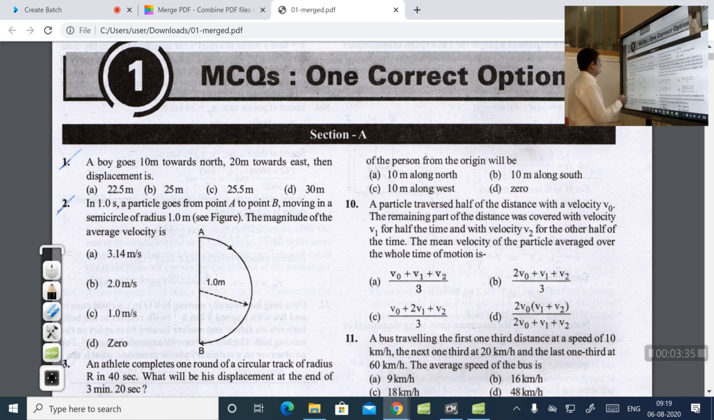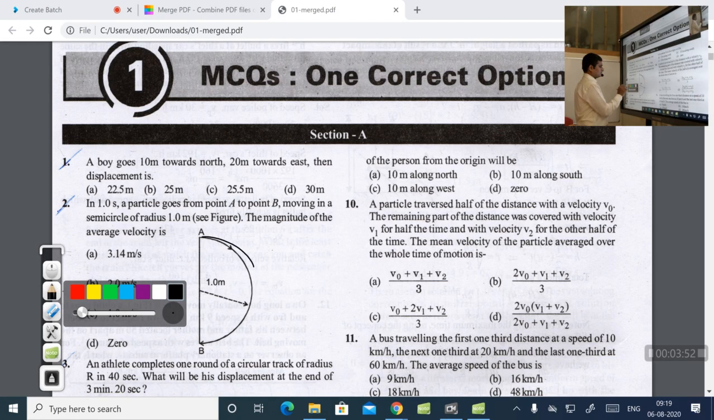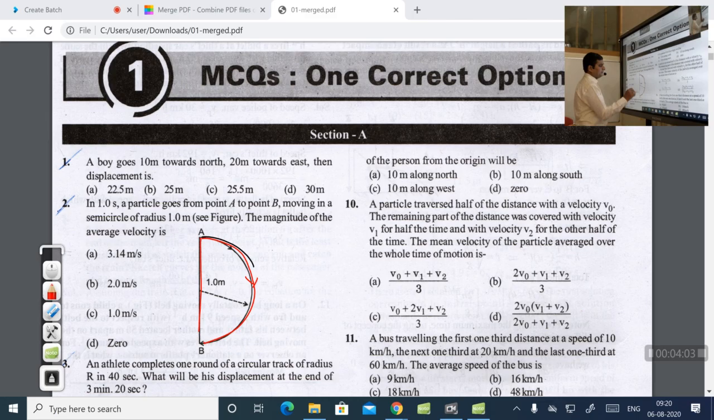Second question: in 1 second a particle goes from point A to point B, moving in a semicircle of radius 1 meter. What is the magnitude of average velocity? Average velocity means what, students? Displacement by time. The body covers the semicircle from A to B, but displacement means this entire diameter. So average velocity is total displacement by time. Total displacement means 2 times r divided by time 1, so 2 by 1, that means 2 meters per second. This is very easy.